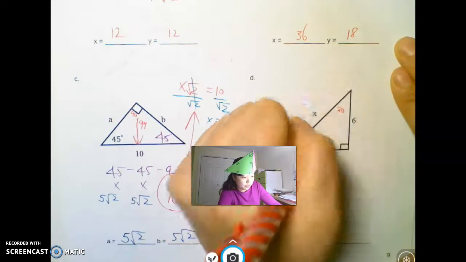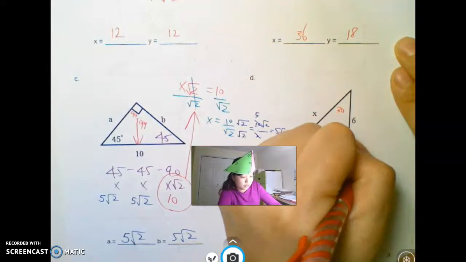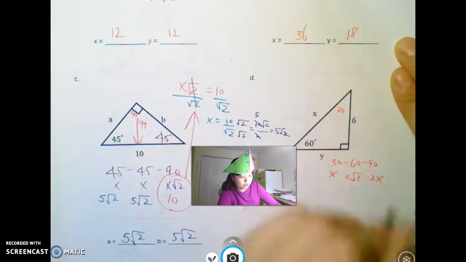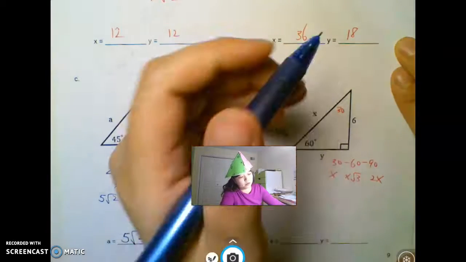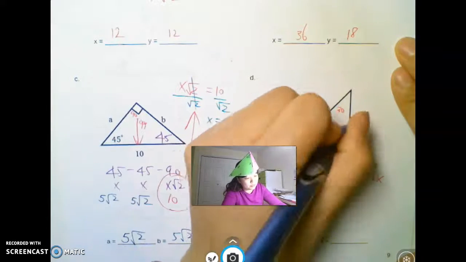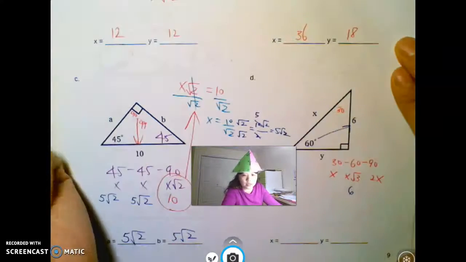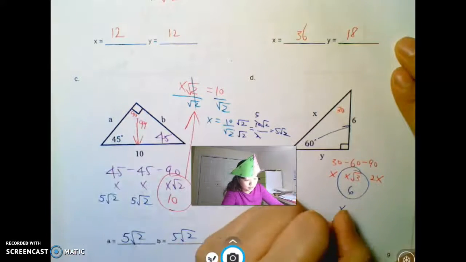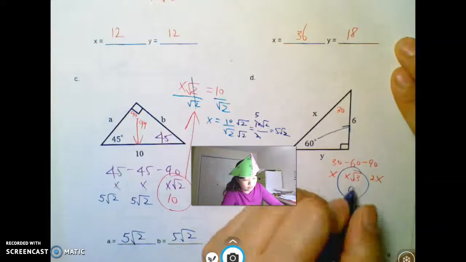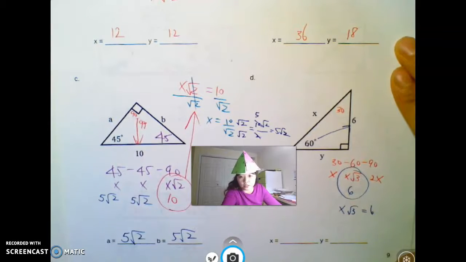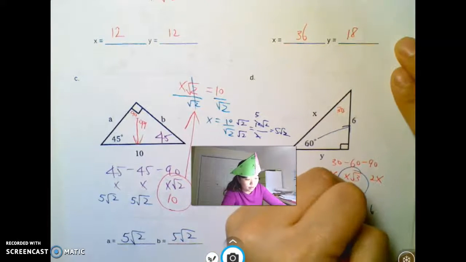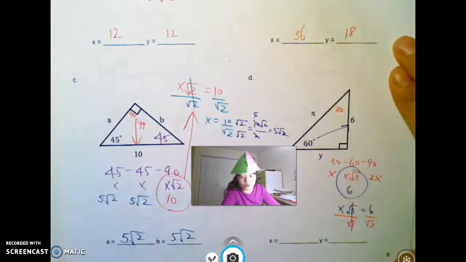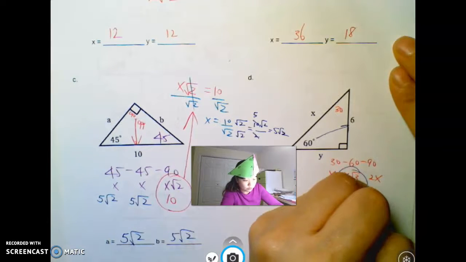This is 30, 60, 90. X, x root 3, 2x. What do I have? Opposite of 60 is 6. What? Another one of these annoying questions? Yep. X root 3 is 6. How do I solve? You divide by root 3. Am I done here? No, you're not. You cannot have a square root in the denominator.